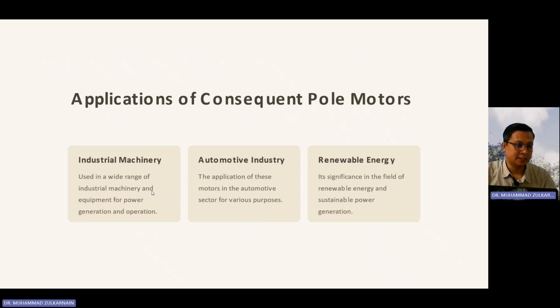Okay, in industrial machinery, a wide range of industrial machinery and equipment uses it for power generation and operation. In the automotive industry, the application of this motor in the automotive sector is for various purposes. And then renewable energy is significant in the field of renewable energy and sustainable power generation. So that means this motor is like a generator application.